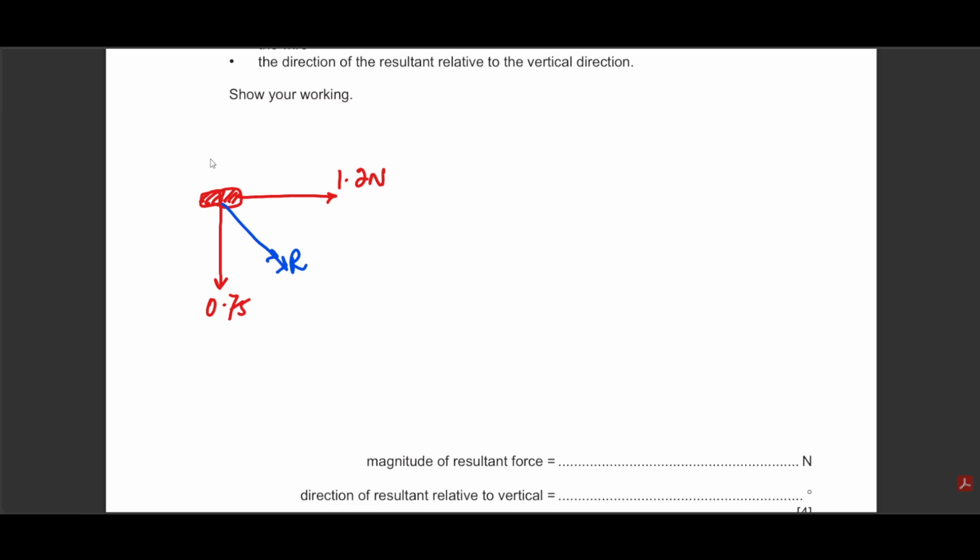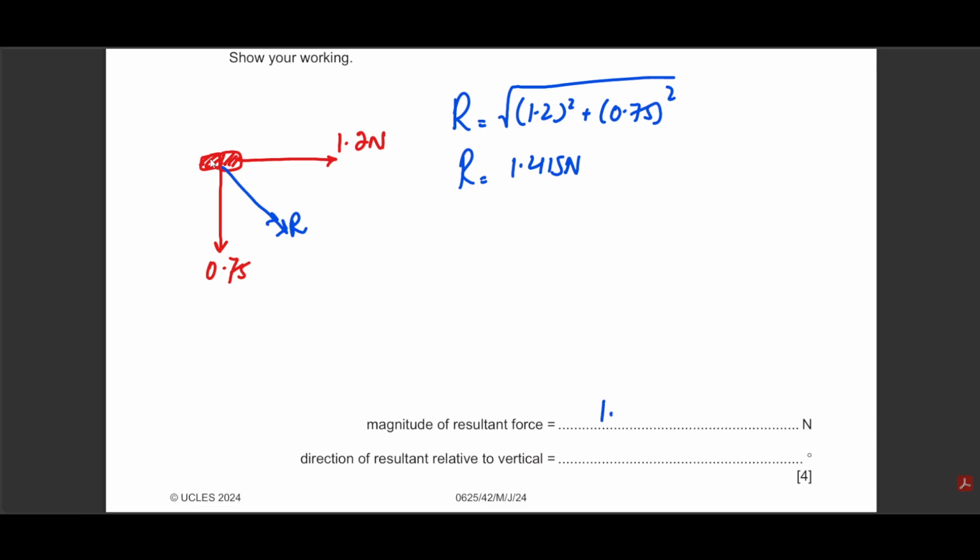So it is going to make a right angle triangle. So the resultant will be the square root of 1.2 squared plus 0.75 squared. So the resultant comes out as 1.415 newtons, which we can write down as 1.4.